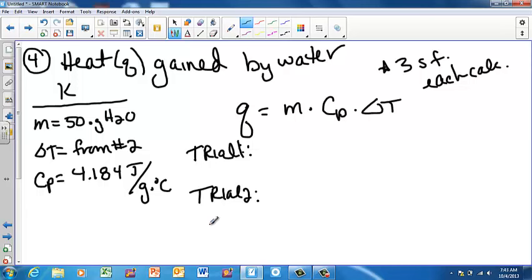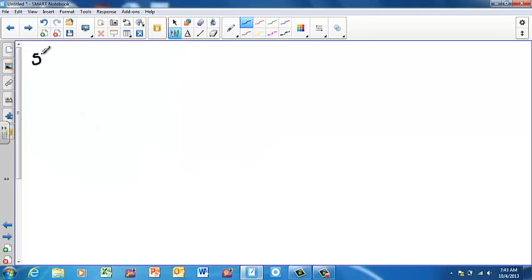And now what I need you to do, we've done the known, we know what we're solving for, we've gotten the equation. I need you to do your work for however many trials that you did. So you're going to have work for trial 1, work for trial 2, however many trials you did, and make sure they are labeled so that I can follow them.